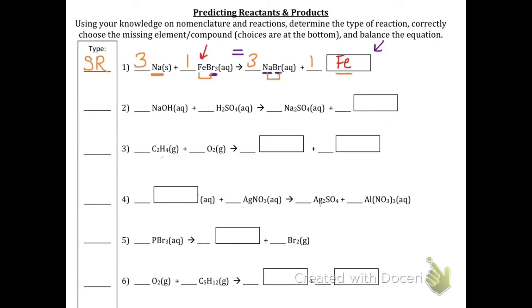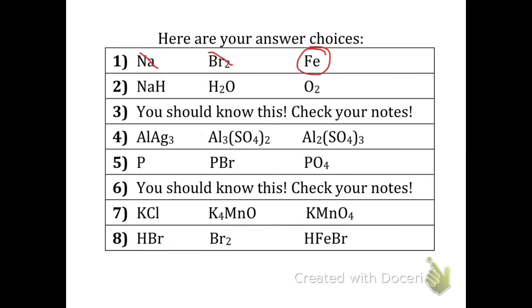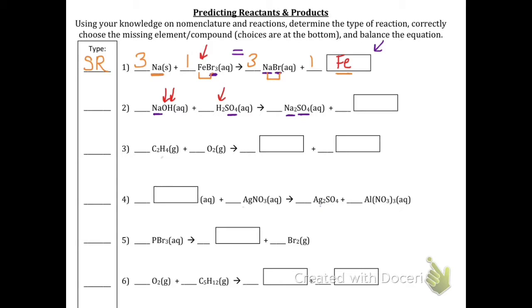Okay, on the next one, we can see that we have a sodium here, a sodium there. This is the polyatomic sulfate and a sulfate here. So what are we missing? We are missing some H's and some O's. If we look at our choices here, we're not missing any sodiums. We are missing O's and H's, so this must be our answer, H2O.